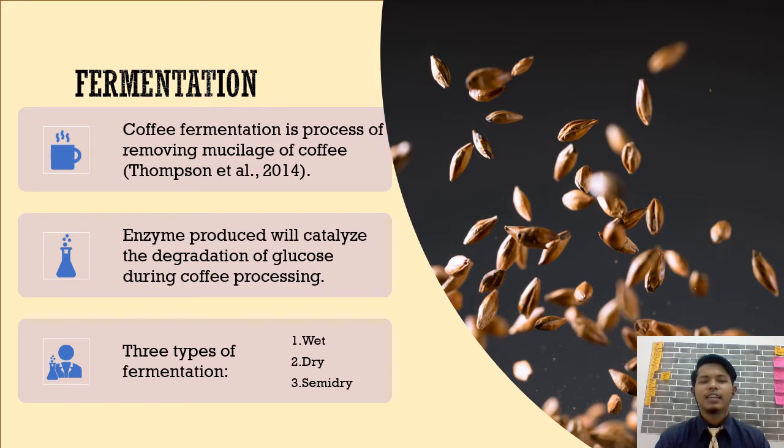As I mentioned earlier, coffee fermentation is the process of removing coffee mucilage from the coffee pulp. The enzymes that are produced will degrade the glucose to help the coffee processing. There are three types of coffee fermentation. First is wet fermentation, where the coffee is submerged in water. The second is dry fermentation, where the fermentation is without water. And the third is semi-dry fermentation, a combination of wet and dry fermentation.